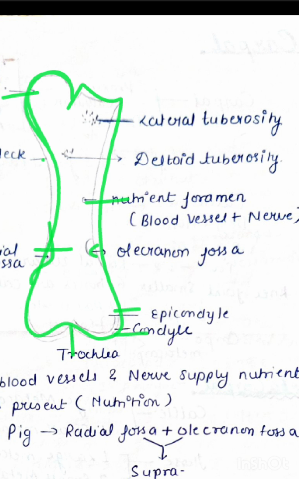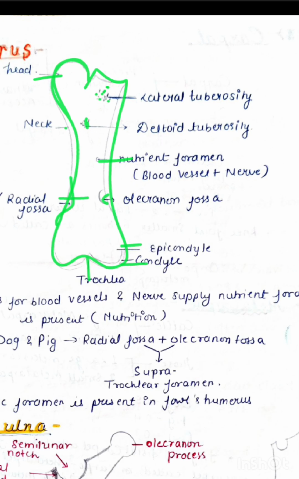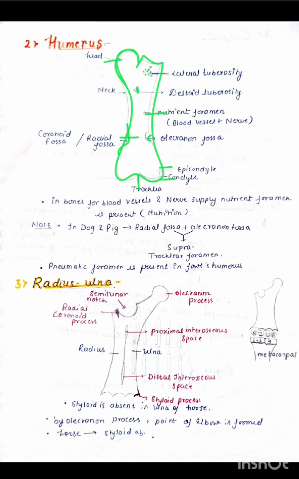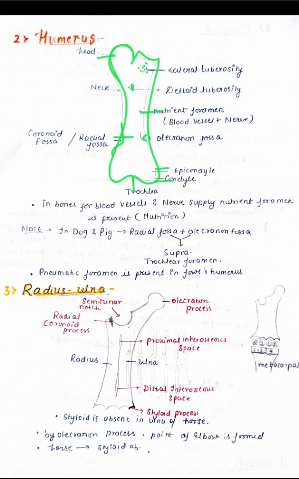This is the nutrient foramen, in which the blood vessels and nerves are present. This is the deltoid tuberosity, and this is known as the lateral tuberosity. In bones, the nutrient foramen is present for the blood vessels and nerve supply, which provide nutrition. It is a foramen, or a hollow cavity, in which the blood vessels and nerves are present, and they provide nutrition to the bone.